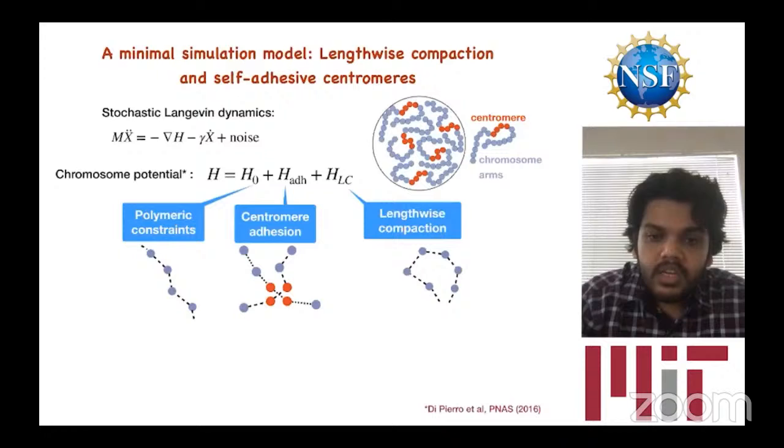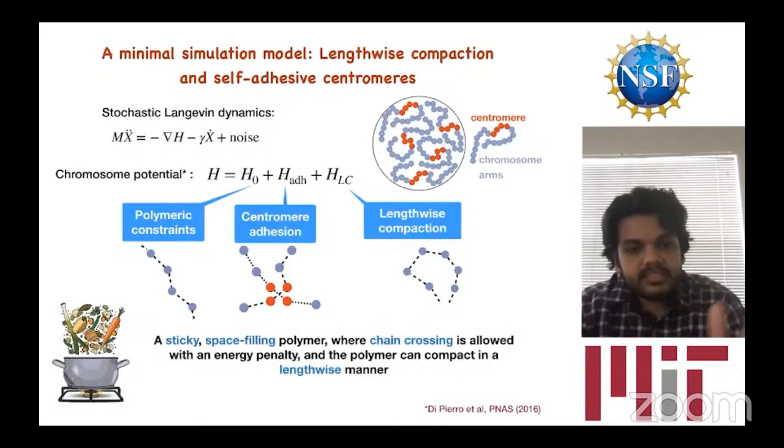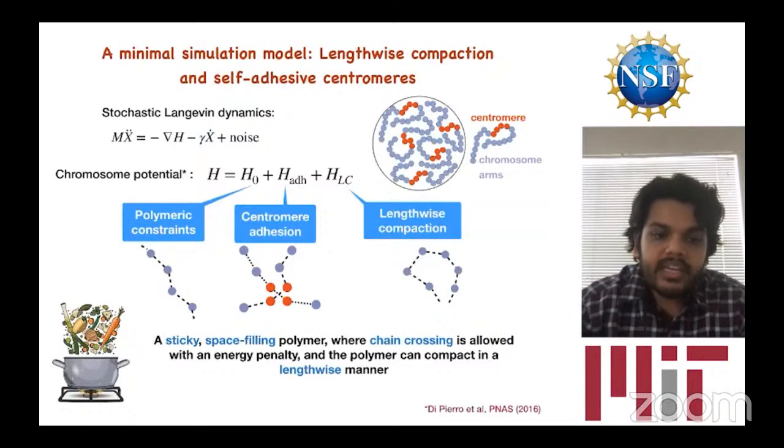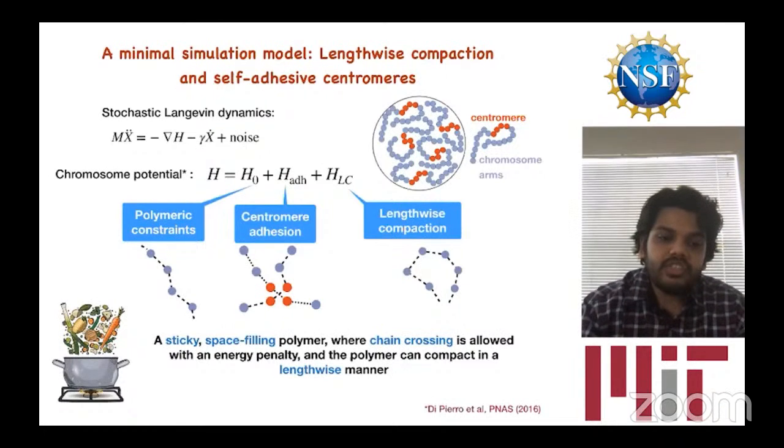Okay, so once we have all these ingredients in our boiling pot of soup, what we have in our hands is 10 sticky polymers that are space filling, and we do allow chain crossing, but with an energy penalty. So this mimics the in vivo scenario of topoisomerases. And the most important ingredient is that these polymers can actually compact in a lengthwise manner. What I mean by that is going to be very important.